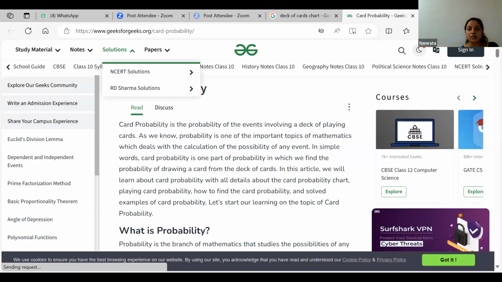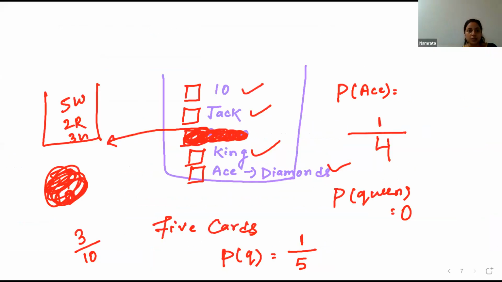Okay, now if I take the next question, can you see the screen? Okay, let me pick the next question. 12 defective pens are accidentally mixed with 132 good ones. It is not possible to just look at the pen and tell whether or not it is defective. One pen is taken out at random from this lot. Determine the probability that the pen taken out is a good one.